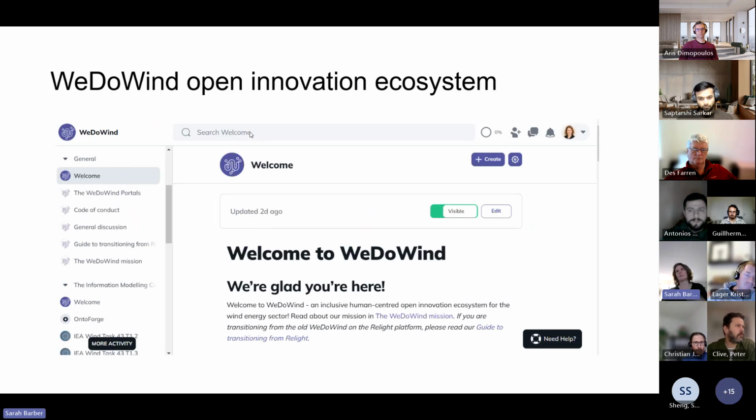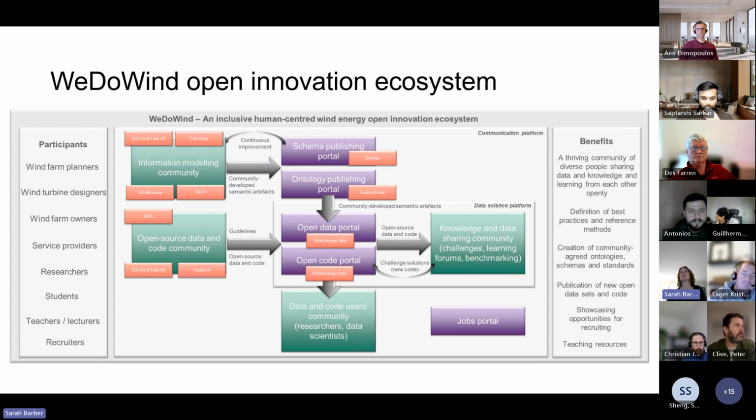We've got a nice digital platform where you can see the different communities and spaces. This whole community consists of four green sub-communities. We have an information modeling community, where people develop information models like the SCADA alarm code ones we're talking about, and share knowledge about the topic. Then we have an open source data and code community, where people publish code and data, and share guidelines or insights on doing that more effectively. Then we have the knowledge and data sharing community, which is the previous We Do Wind challenges, where companies and organizations provide open data, and people come and solve challenges for the companies based on that data.